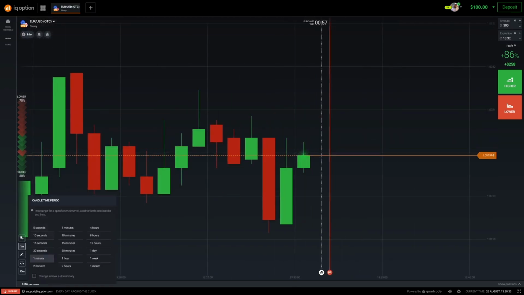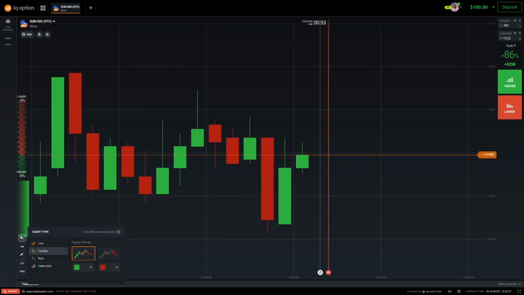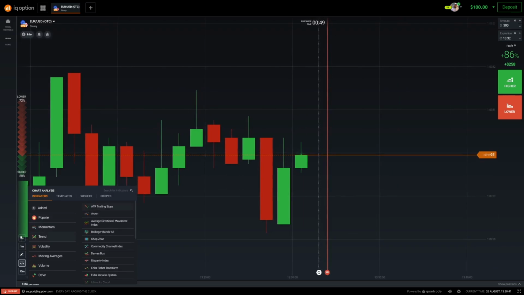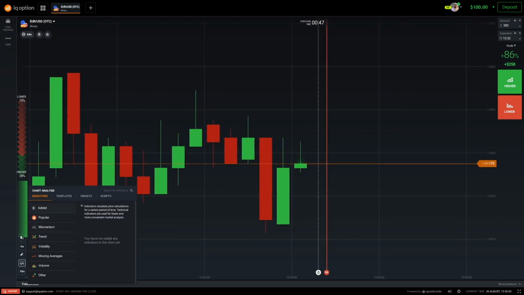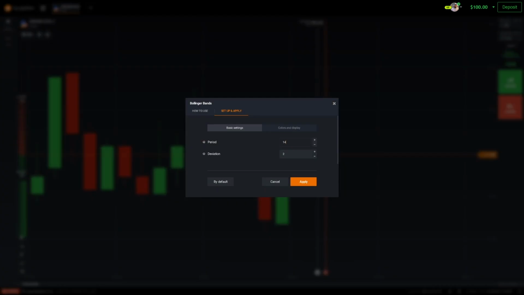Now we choose the 1 minute candlestick chart. We choose the Japanese candlesticks, as you can see, and also we choose the indicators. The first one must be the Bollinger Bands. All right, BB, this one, Bollinger Bands. The period should be a 10.